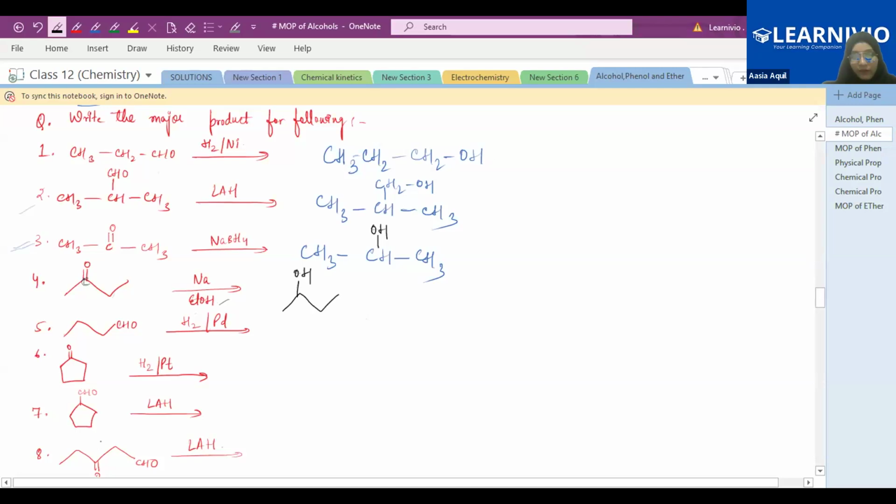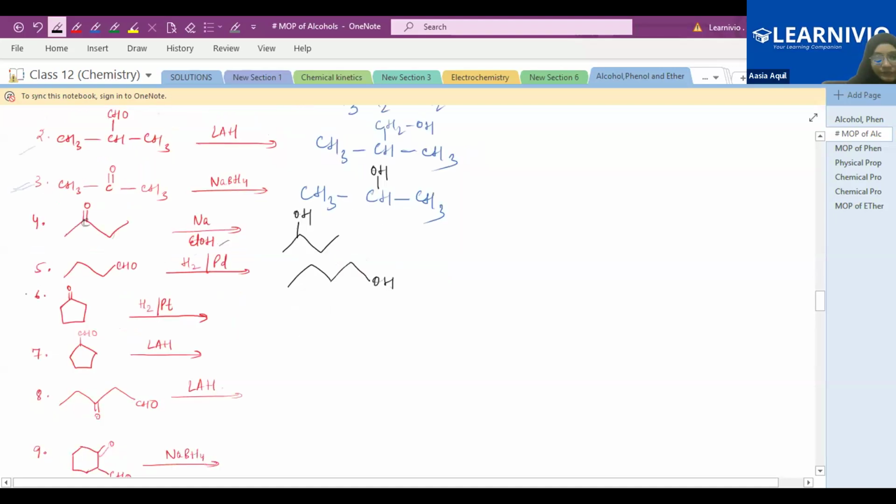Okay, fifth one. Yes, Manima, fifth one. In place of CHO, it's CH2OH. Yes, you will get this. Okay, so 1, 2, 3, 4. So this was the butanal. So butanal will be reduced to butanol. Okay. Sixth one, Jubita.